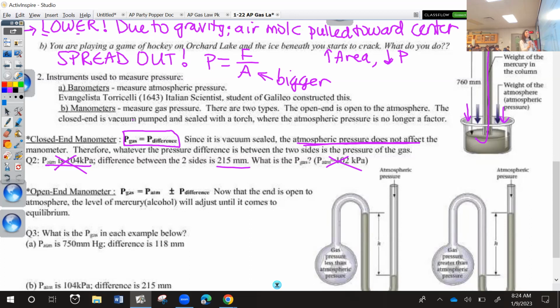The only thing they could do differently is ask for the pressure of the gas in kilopascals. So I'm going to say 215 millimeters of mercury, and I'm trying to get to kPa. What's the easiest thing to do? What are our two numbers for this? 760 millimeters of mercury and 101.3 kPa. And all we're going to do is multiply and divide this.